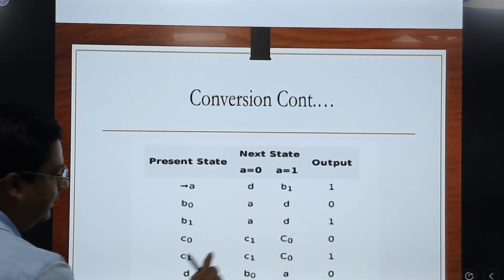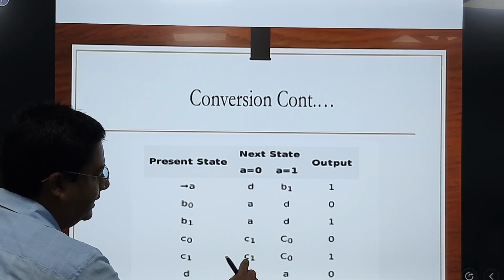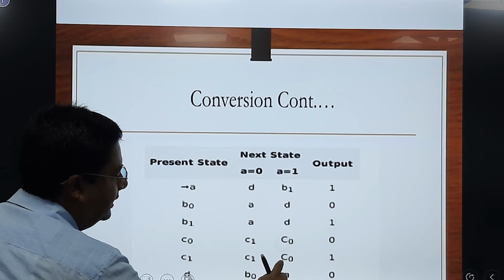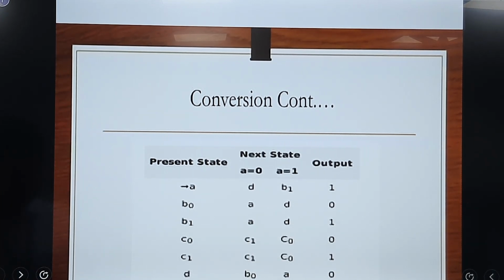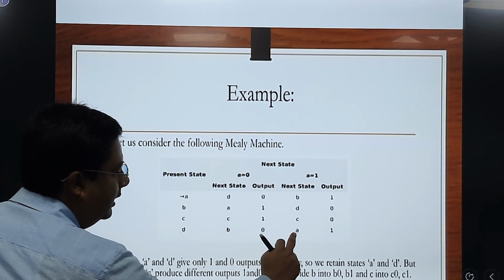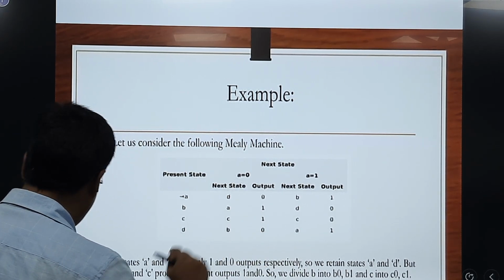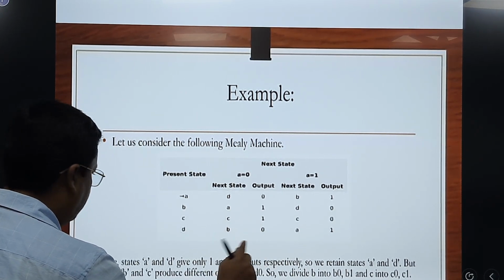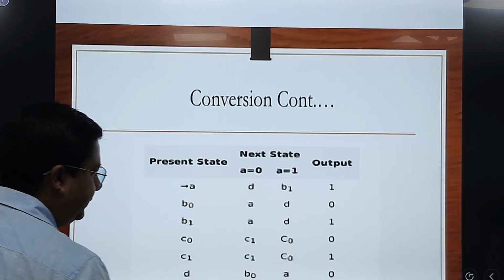So how will we write it? C is generating output 1, C is generating output 0, so let's copy this, C0 and C0, 0 and 1. Similarly for D, there is no change in D. D, B0, B0, it means B0. The output of B is 0, so we will write the state B0, B0.